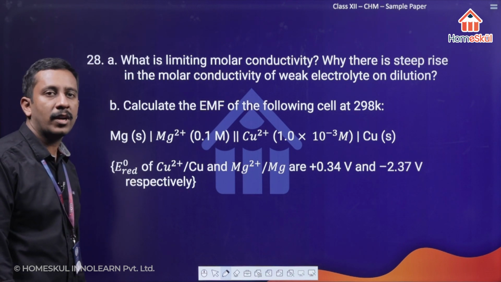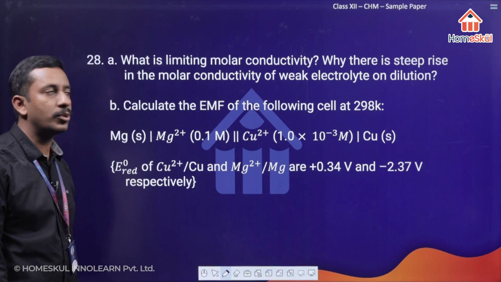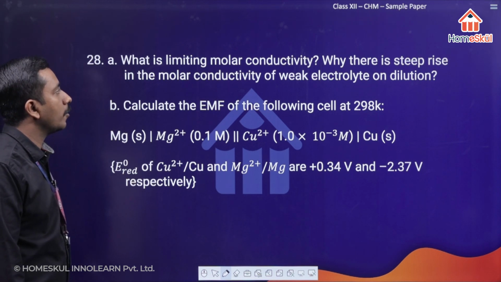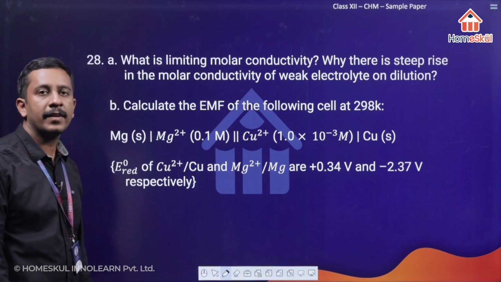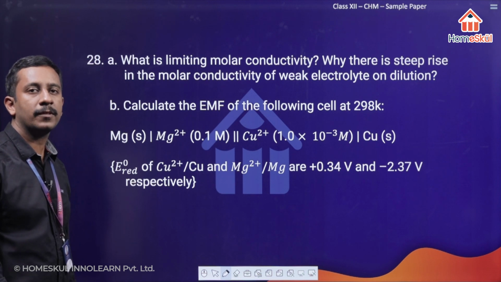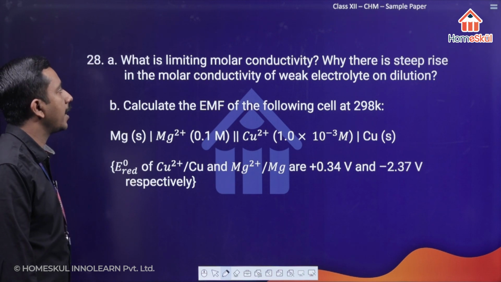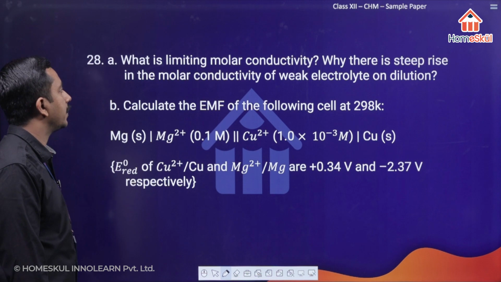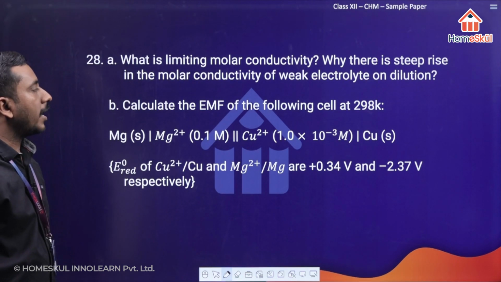We know that the limiting molar conductivity of an electrolytic solution is the conductivity of that electrolytic solution at infinite dilution, or when the concentration of the solution approaches zero. So that is called the limiting molar conductivity. And we know that there are two kinds of electrolytes.